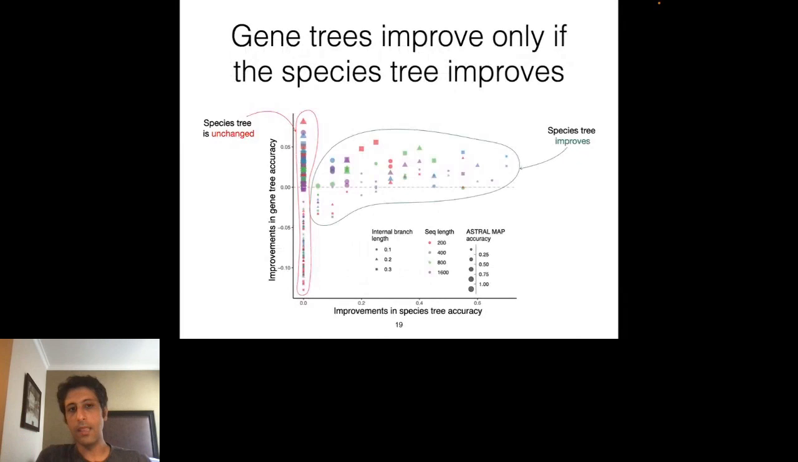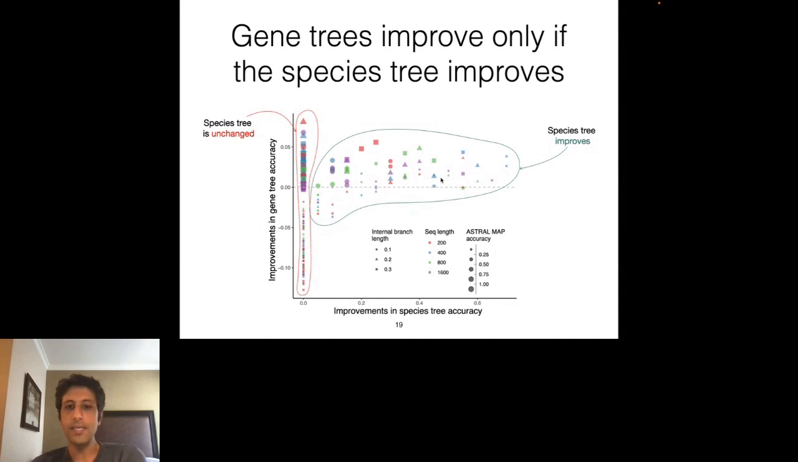The next thing is gene tree estimation error. Once you get a better species tree, you can go back and update the posterior probabilities of the gene trees. That's why we can call the method co-estimation. However, when we look at the error in the gene trees, on the y-axis I'm showing the improvements in the gene trees going from not doing co-estimation to doing co-estimation, and on the x-axis, I'm showing the improvements in the species tree.